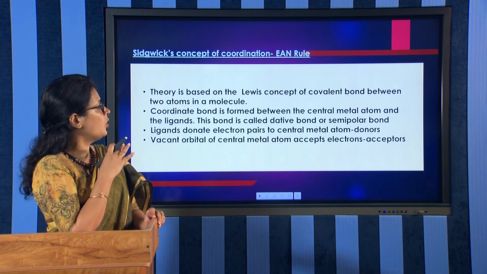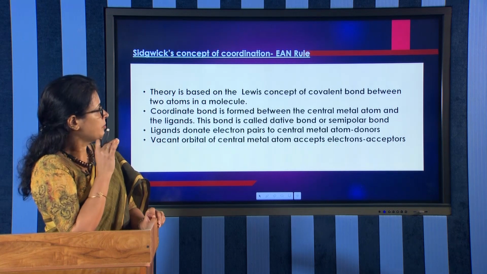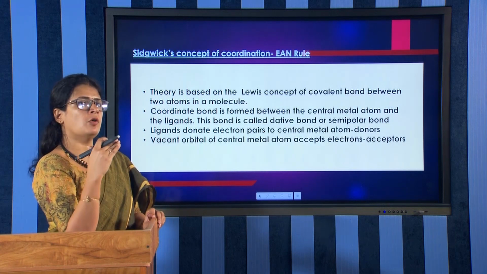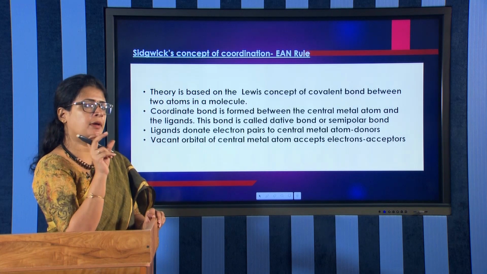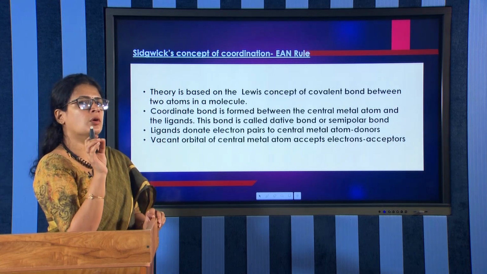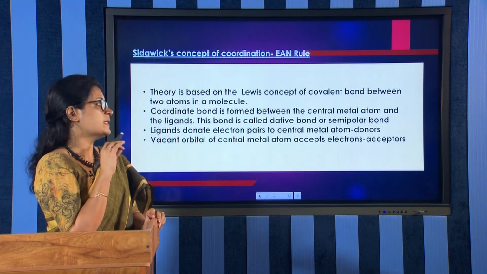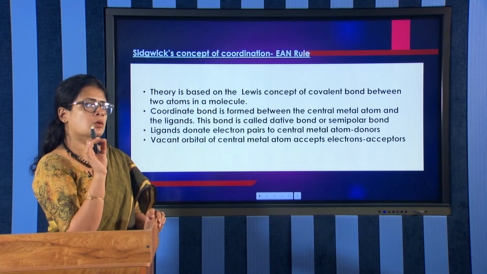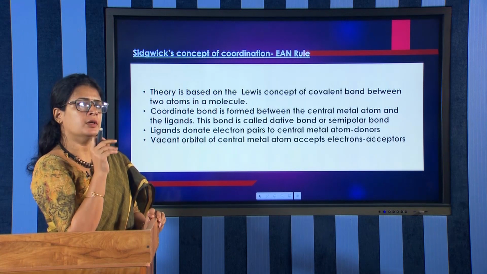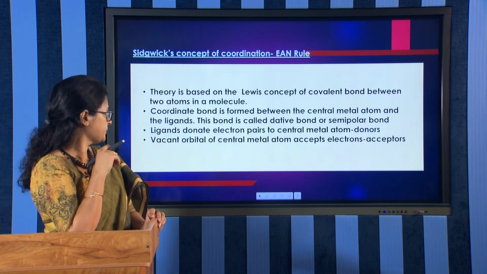Here the coordinate bond is formed between the central metal atom and the ligands. There is a coordinate bond formation between the central metal atom and ligands. And this coordinate bond is also called a dative bond or semi-polar bond.